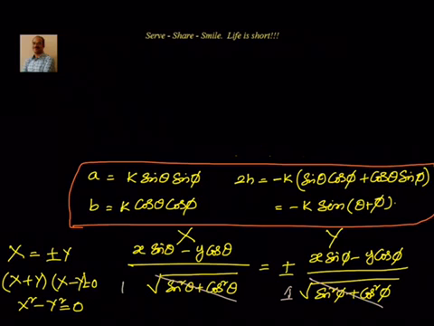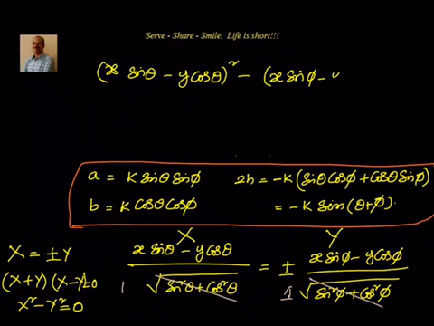Now x square minus y square will be nothing but equal to, let's write down, (x sine theta minus y cos theta) whole square minus (x sine phi minus y cos phi) whole square equal to 0. This is the equation of the angular bisectors.